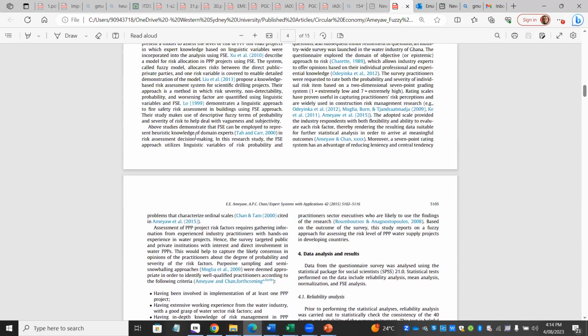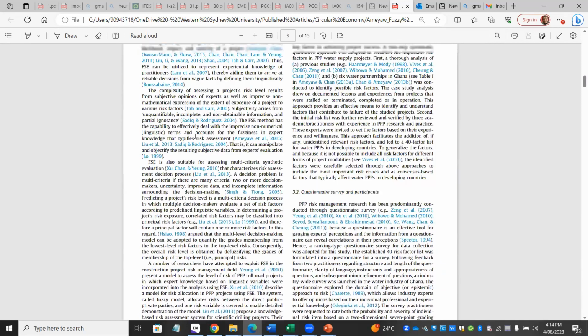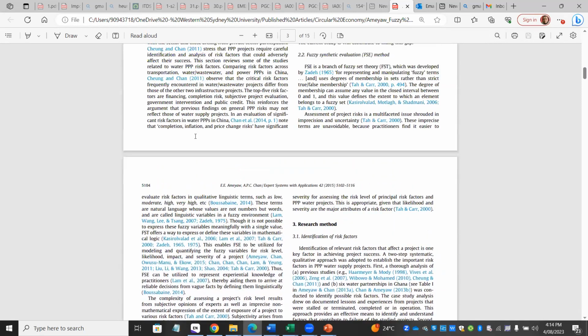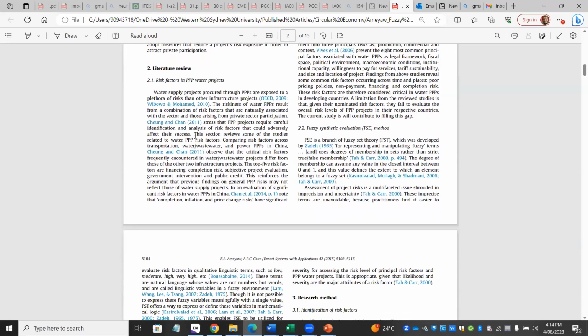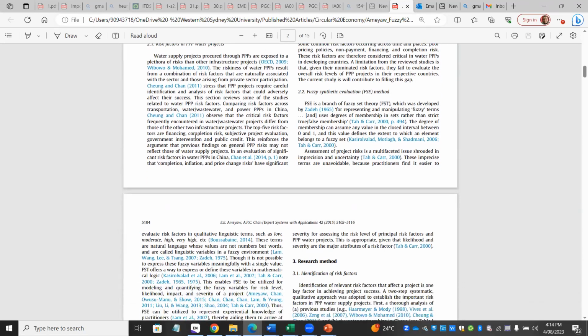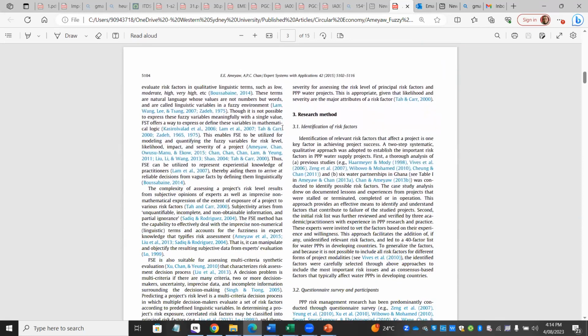Okay, so going straight, if you read this paper, the paper is generous enough to give you the explanation or the reason behind fuzzy synthetic evaluation. In section 2.2, the paper has explained that, so you can read about it. Now let's go into the method. With the method, the first thing that the study did was to identify the risk factors.